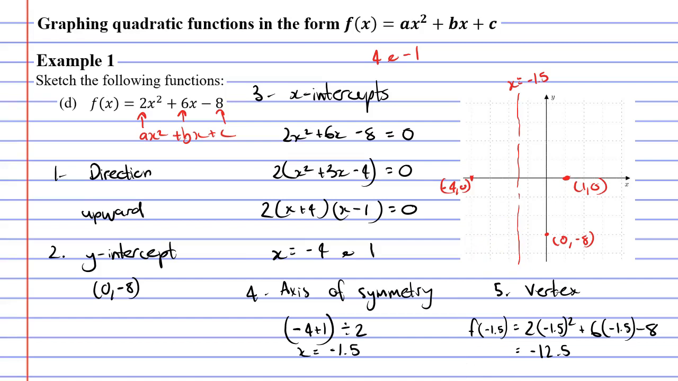Alright, so our vertex must exist at this point here, which is the point where x is -1.5 and y is -12.5. Now we have enough information to draw our parabola, making sure that it passes through the two x-intercepts as well as the y-intercept, and making sure that the turning point occurs at the vertex.